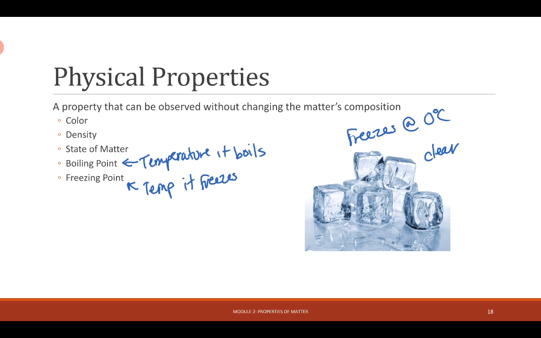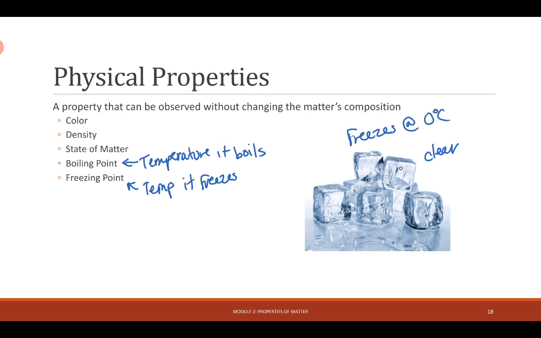Physical properties are properties that can be observed without changing the matter's composition. For instance, the color of a substance, the density, the state of matter, boiling point, and freezing point. Boiling point means the temperature it boils, and freezing point means the temperature that it freezes at, or that it melts at.